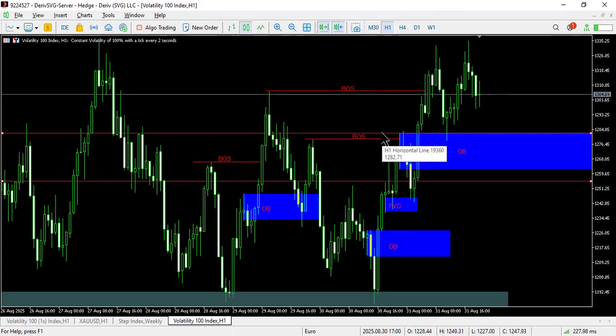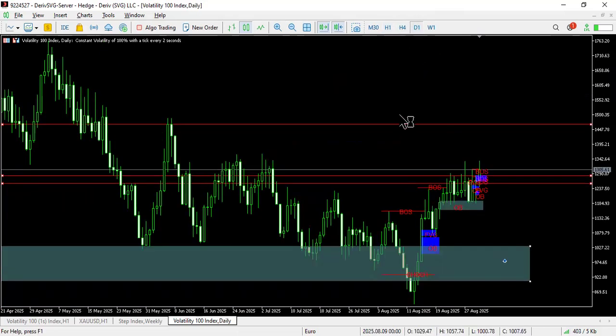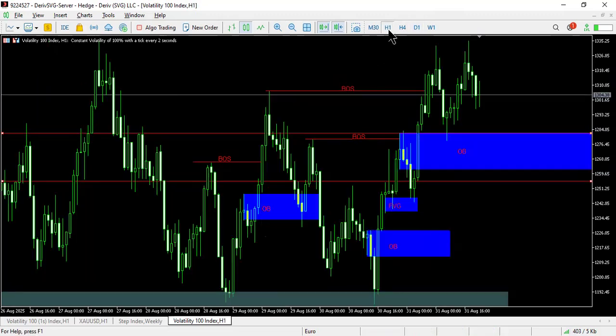So our entry price, 1272.71. Our stop loss, 1255.42. And then our take profit, I like to use the daily time frame, 1465.79. So the coordinates for VIX 101S.